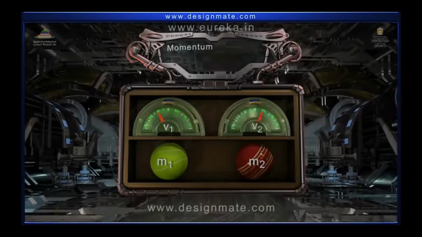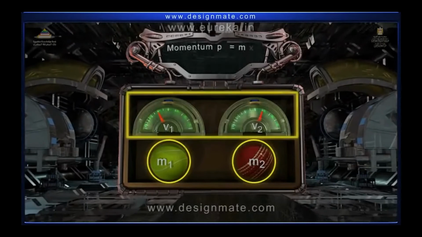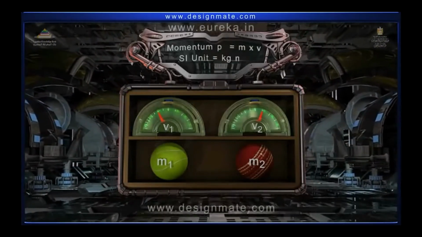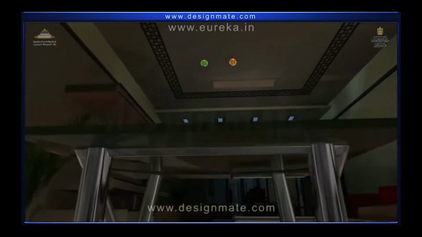The momentum, p, of a body is defined as the product of its mass, m, and velocity, v. The SI unit of momentum is kilogram meter per second. Let us see another example to understand momentum.